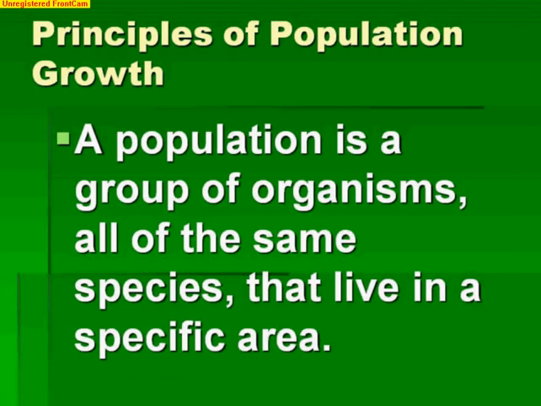Okay, we have recently been looking at communities and how communities recover after a disruptive event, like in secondary succession, or how a community comes about initially, as in primary succession. So now we're going to look specifically at populations. And recall that a population is a group of organisms, all of the same species, that live in a specific area.